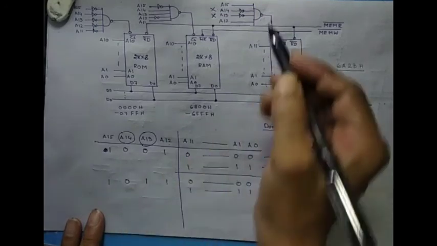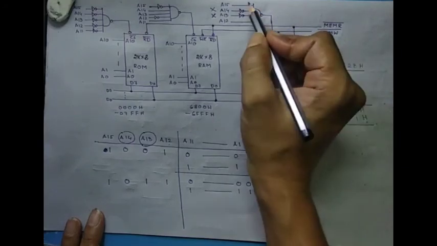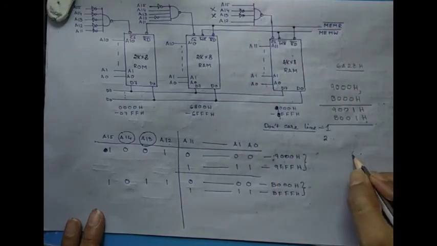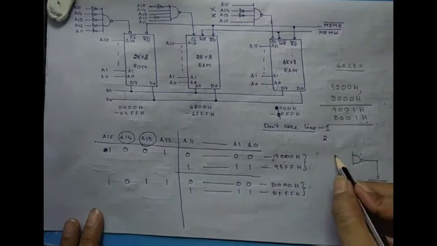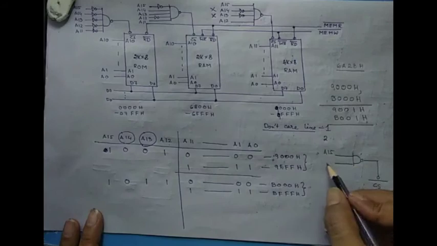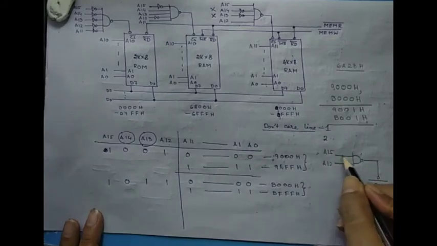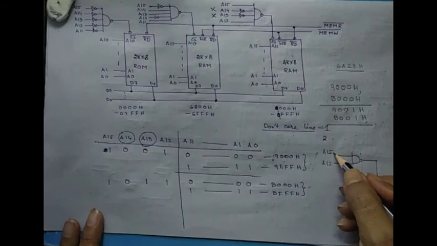So again, now a 2-input NAND gate is being used. You should not think that this is the NAND gate. In this case, a 2-input NAND gate is being used, like this, and this is the chip select signal. One input of the NAND gate is A15, the other input of the NAND gate is A12. So we are decoding only the A12 and A15 address lines.